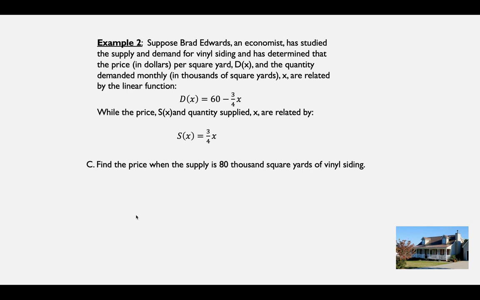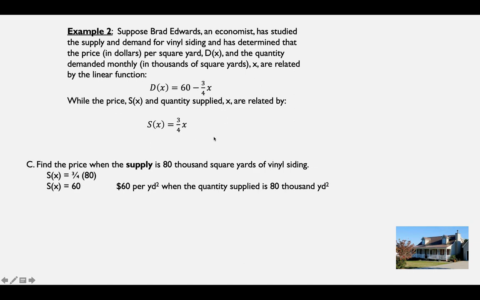Okay, we want to find the price when the supply is 80,000 square yards of vinyl siding. So we're being given a value for x. We want to know the function value for supply. So we want to know S of x when we plug in 80. So S of x is equal to 3/4 times 80. So S of x is equal to 60. So $60 per square yard when the quantity supplied is 80,000 square yards.